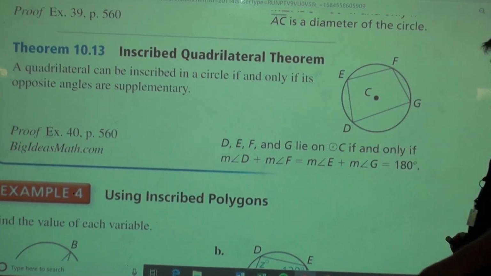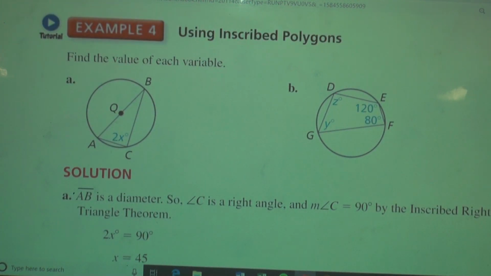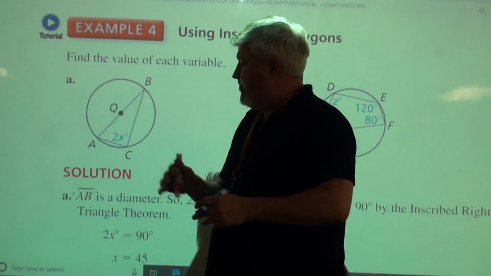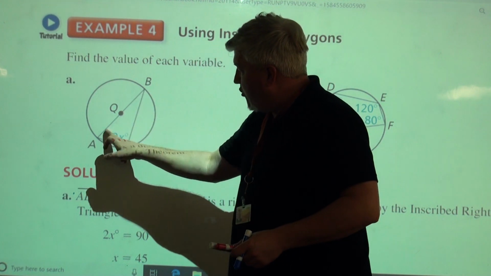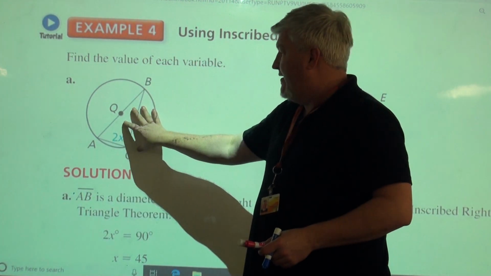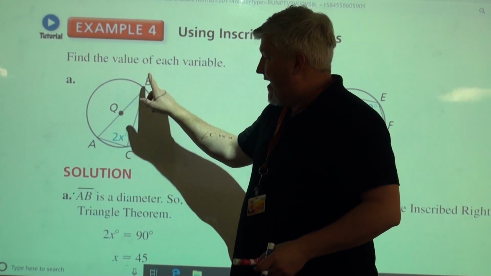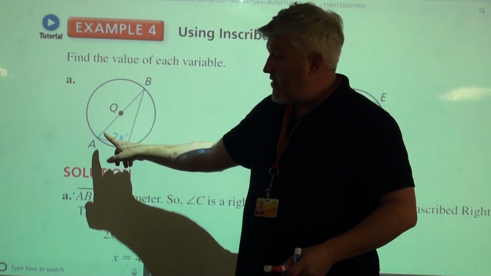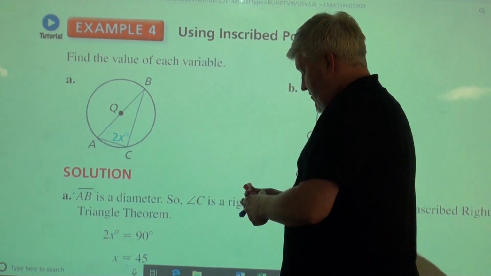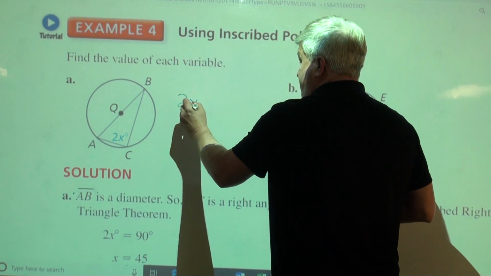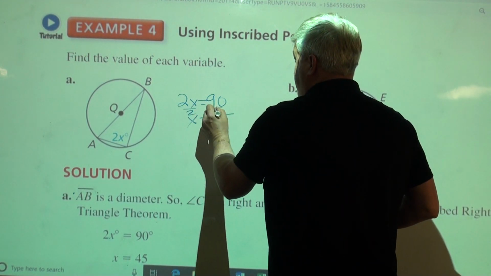Okay, so here are the examples. Find the value of each variable. In letter A, we have a triangle inscribed inside of a circle, and one side goes through the diameter. So by definition, this makes it a right triangle. If one side goes through the diameter, it's a right triangle, and that diameter is the hypotenuse. The angle opposite the hypotenuse is the right angle, which equals 90 degrees. So this says 2x. So we say 2x equals 90, but obviously x equals 45. We need to divide by 2.